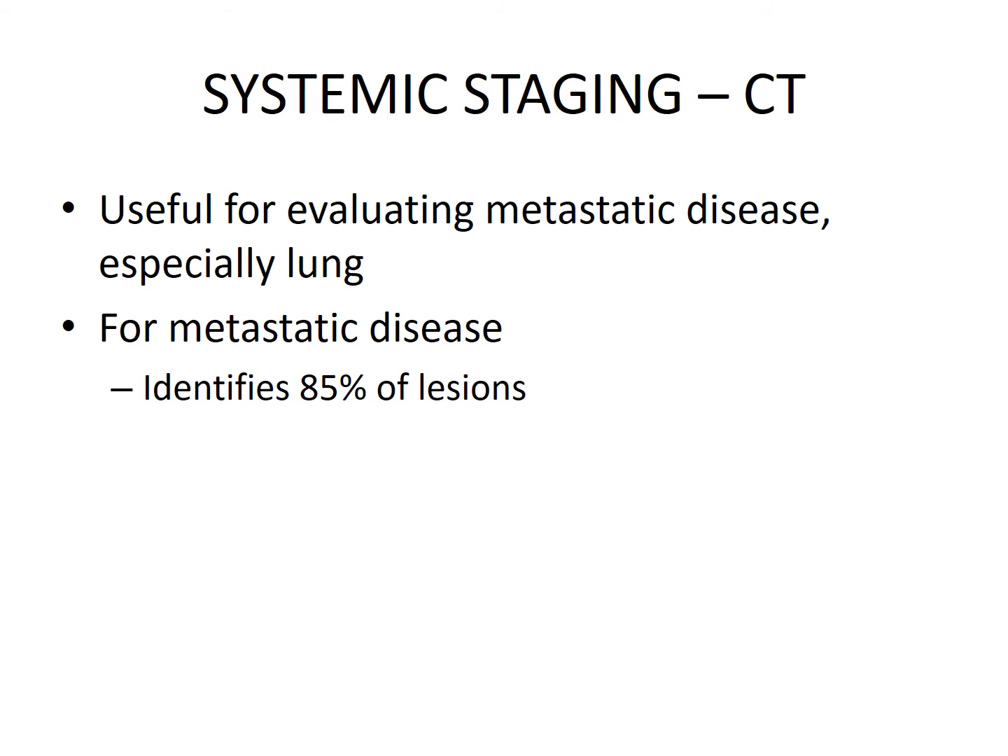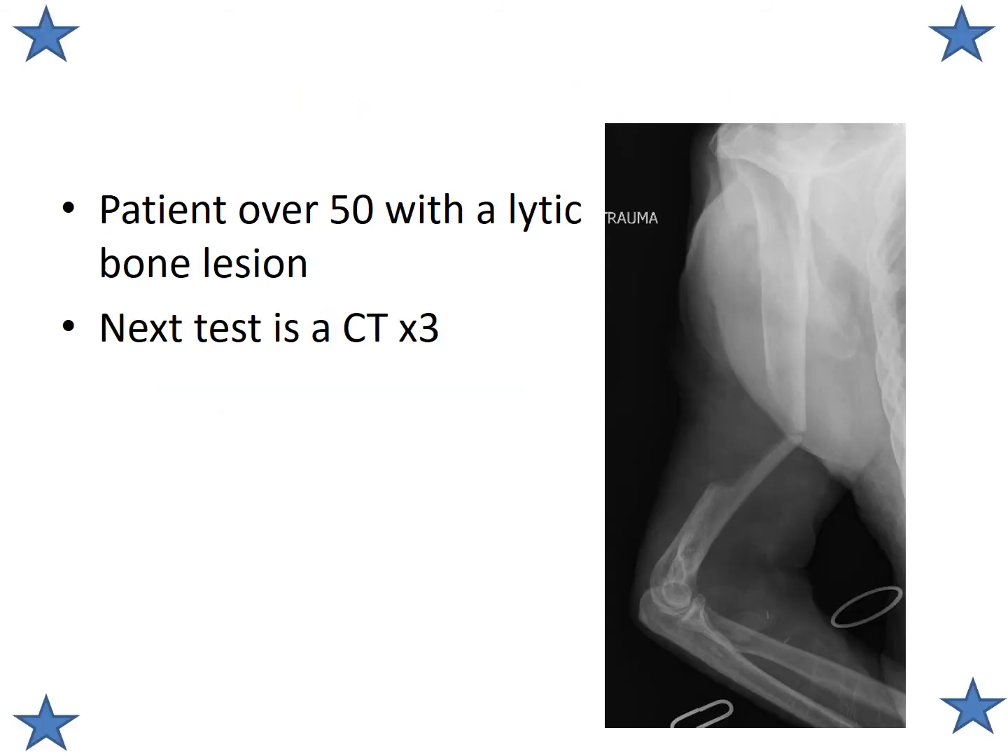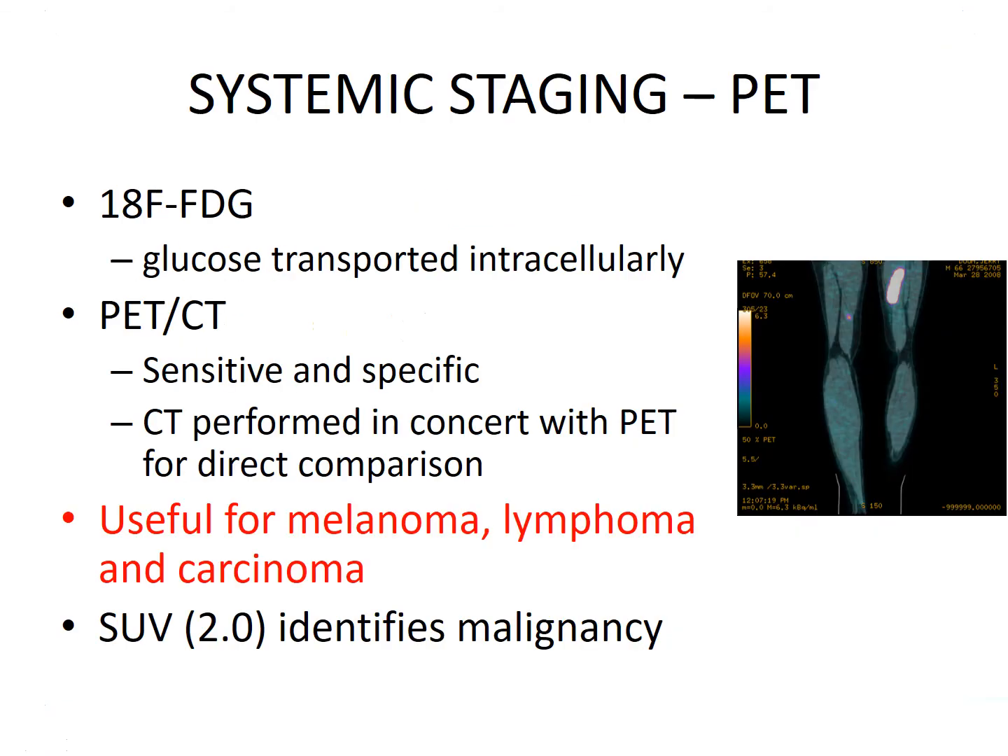When you're looking for metastatic disease for osteosarcoma, chondrosarcoma, and Ewing sarcoma, a CT scan of the chest will suffice to look for pulmonary metastases. Remember, a patient over 50 with a lytic bone lesion needs a CT chest, abdomen, pelvis next for any systemic staging, and likely it will identify the lesion.